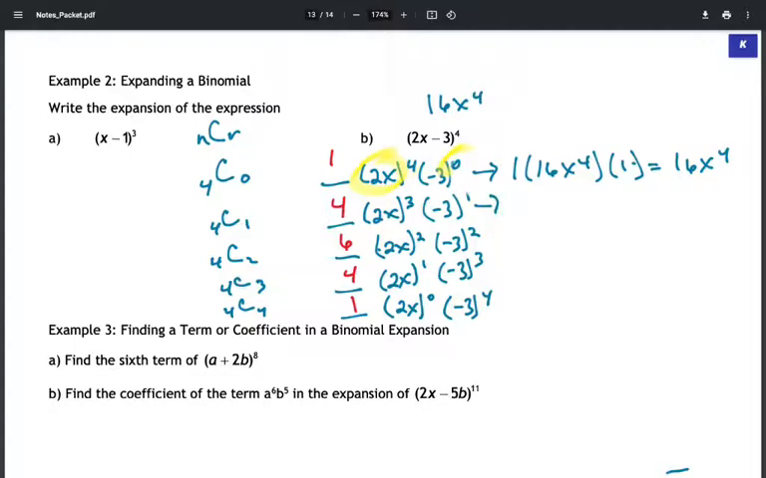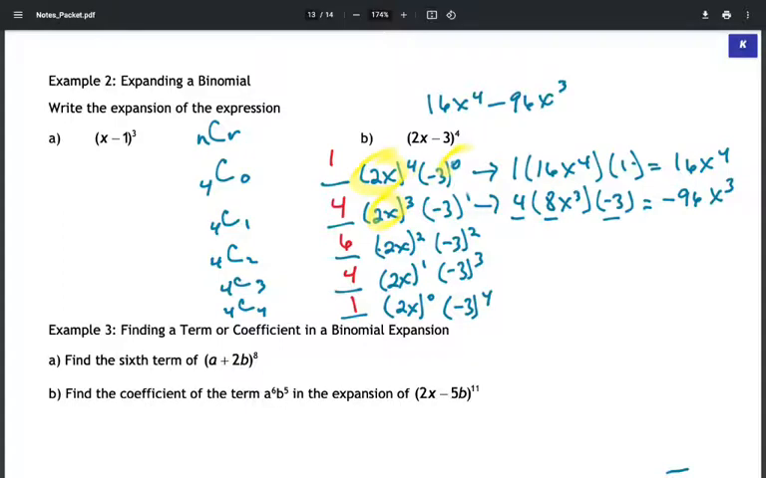This one will become, you've got the 4, then you've got the whole 2x getting raised to the 3rd power, so that'll be 8x cubed, and then the -3 to the 1st power. And then you're multiplying 4 times 8 times -3, which is going to give you -96, and then x to the 3rd. So we'll have -96x to the 3rd.